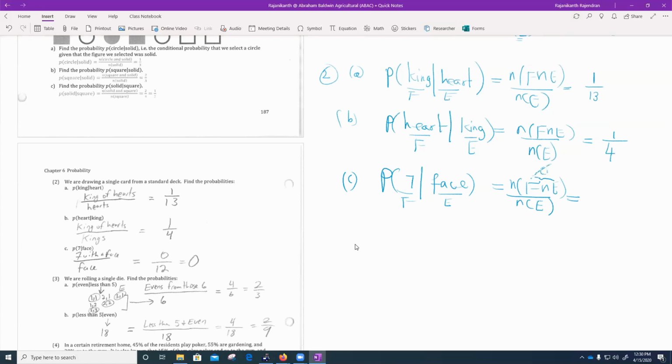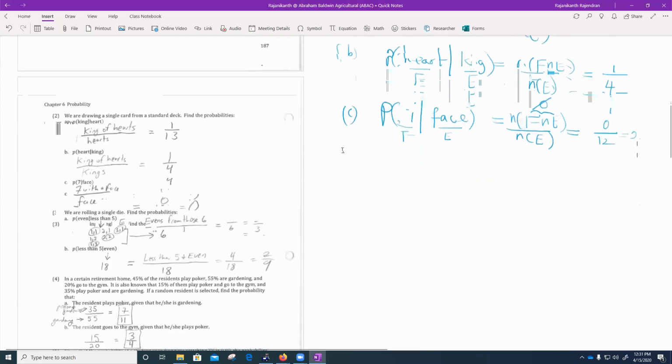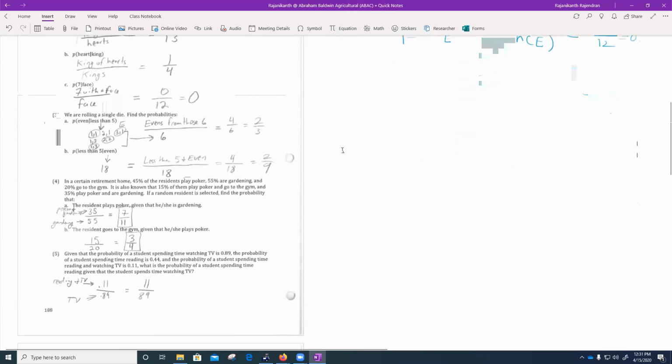You don't see such a card. So therefore, the number of outcomes from the empty set is 0 over the number of outcomes from event E, which is the face cards. There are 12 of them. So that is 0 over 12, which is 0. So that is number 2. Number 3.